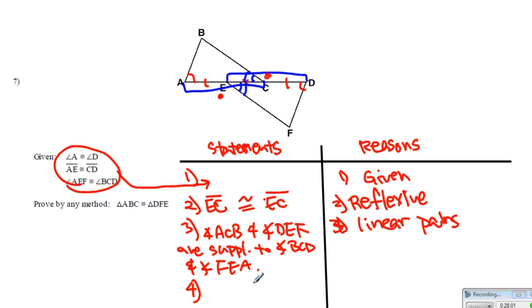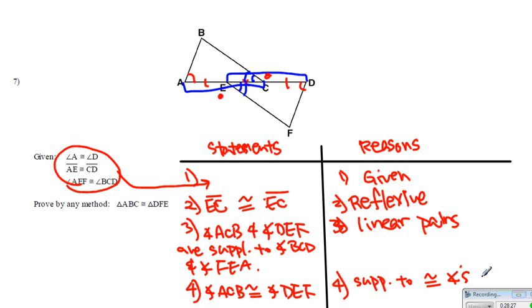Number four. Then we can say angle ACB must be congruent to angle DEF. The reasoning would have been supplements of congruent angles are congruent. That would be the reasoning. So I believe we have almost everything here.